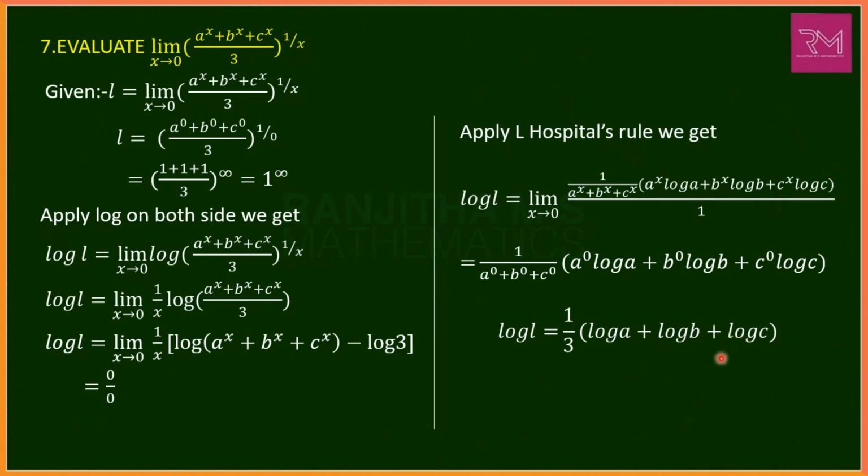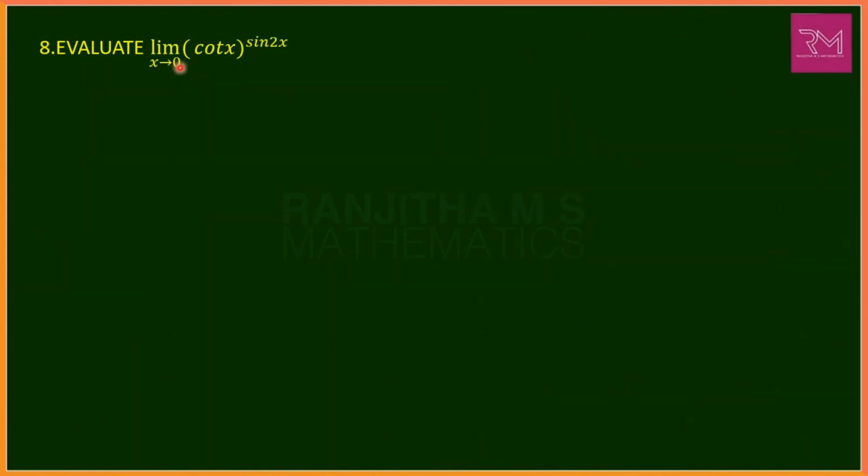This is of the form log of m into n. Hence we can take it as log L, which is equal to 1 by 3 into log of a into b into c. This is of the form m into log n. Hence we get log of n power m. Hence we get L value as a into b into c whole power 1 by 3. This completes the problem. We have another problem. Evaluate limit as x tends to 0 cot x whole power sin 2x.